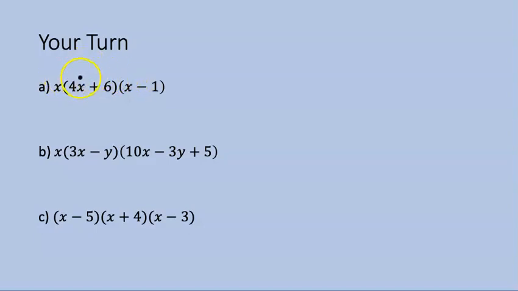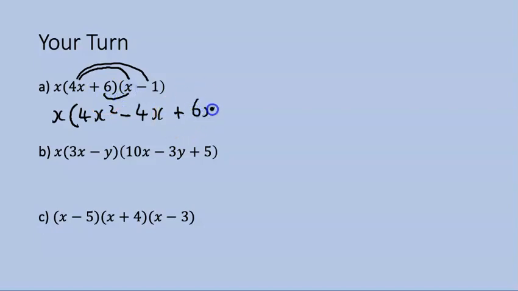First things first, I'm going to multiply out the double brackets for a. So 4x times x gives me 4x squared. Remembering to put the x on the outside, open the bracket: 4x squared. 4x times minus 1 is minus 4x. Now I do 6. 6 times x gives me plus 6x, and 6 times minus 1 is minus 6.